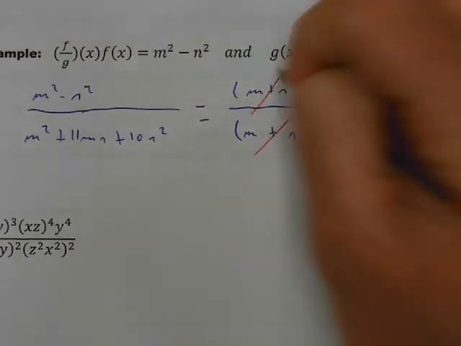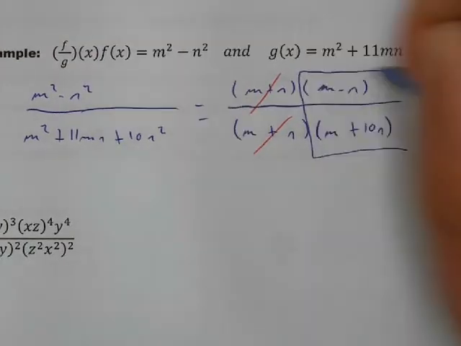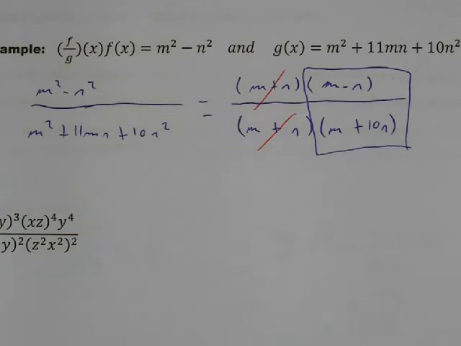They both have m plus n on top. So then our answer is going to be, and we don't even need to rewrite it, it's going to be right there, m minus n over m plus 10n. Okay? All right, so you can probably see why I like using x's and y's better than m's and n's. Okay, moving on, two more to go.